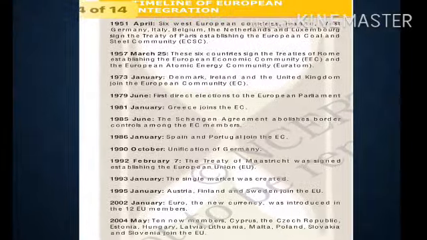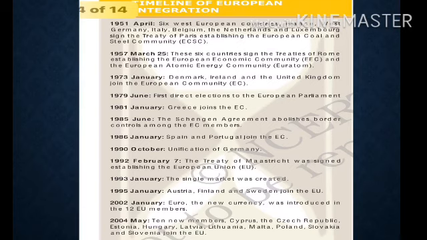In April 1951, 6 West European countries signed the Treaty of Paris. It established the European Coal and Steel Community. Next, on March 25, 1957, they signed the Treaty of Rome, which established the EEC and Euratom. Euratom is the European Atomic Energy Community. In 1973, Denmark, Ireland and the UK joined the EC, the European Community. In June 1979, the first direct elections were held for the European Parliament. In 1981, Greece joined the EC.